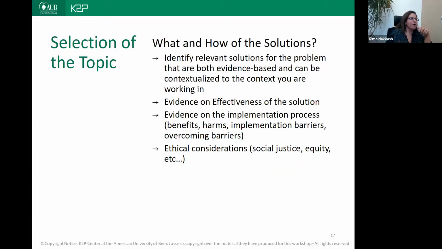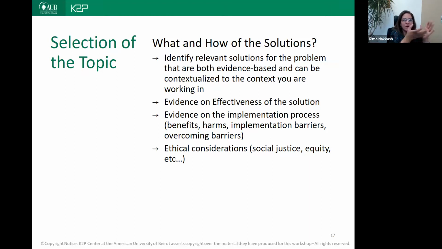Okay, so what and how of the solutions? We identify relevant solutions. How are these solutions identified? This is level 2 evidence: what is out there and what has been accumulating in the literature on the solutions to the problem. What can we find about the effectiveness of the solution? Can we find anything published, in our context or other, on the evidence of the implementation process?